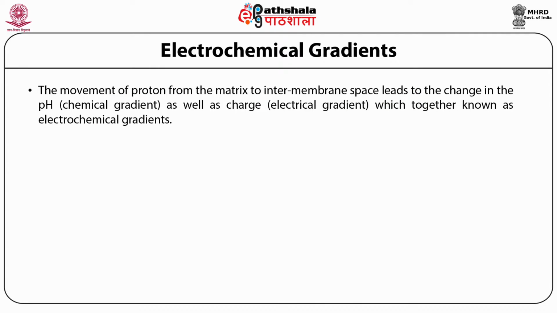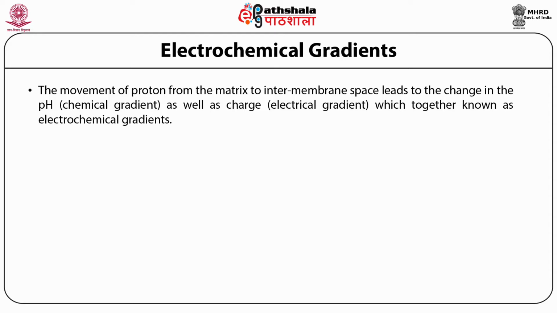That proton has a positive charge. So if the movement of protons takes place from the matrix to the intermembrane space, there is an increase in the positive charge in the intermembrane space. So that will create an electrical gradient. When you take the electrical gradient and chemical gradient together, they are responsible for the production of an electrochemical gradient.